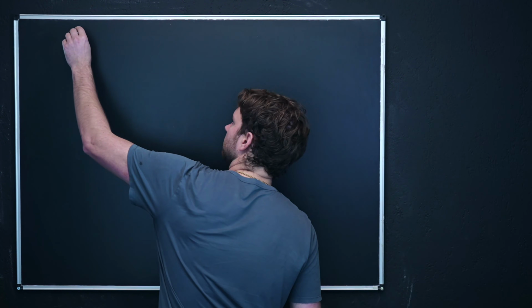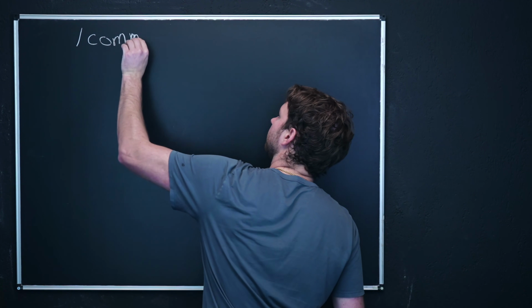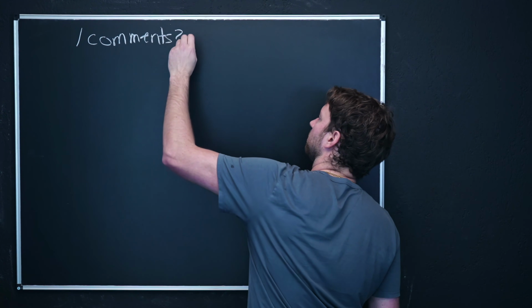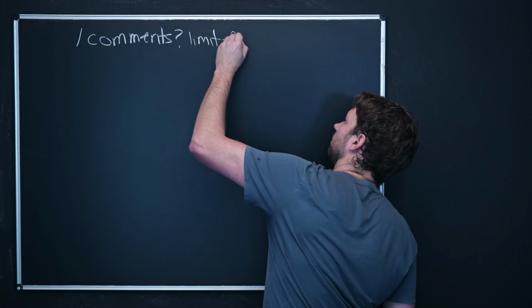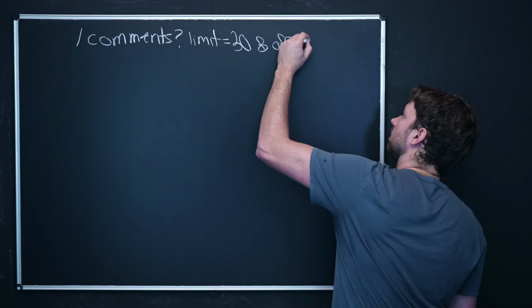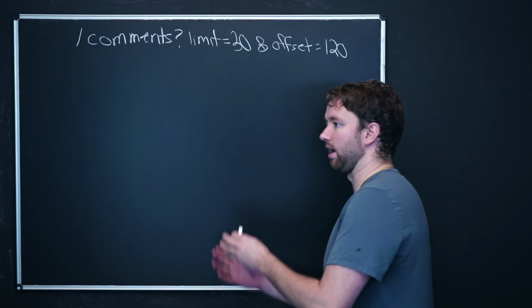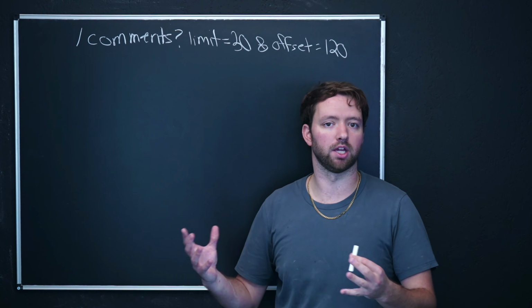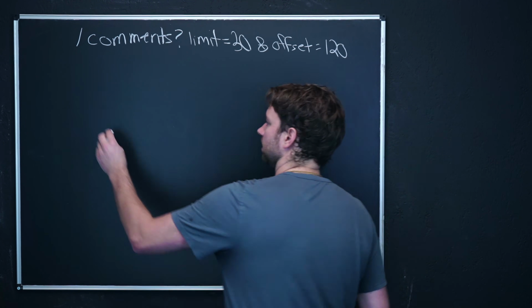So if we wanted to allow these to be provided from the user, we might get something like /comments and then a query parameter limit being equal to, say, 30 and an offset of 120. And now we don't have specific page numbers. Instead, we just have these values, which are then translated to grabbing a certain number of rows from the database. And this is really simple.